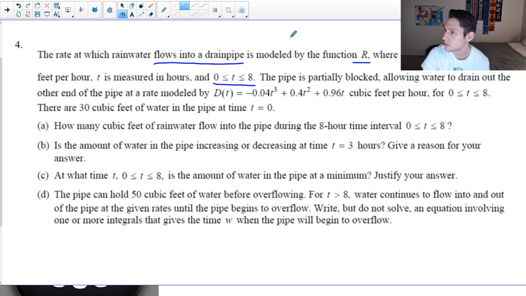The pipe is partially blocked. Great, it's going to cost a fortune to clear out. Allowing water to drain out, modeled by D of T. And there are 30 cubic feet of water at time T equals 0. Remember, T equals 0 pretty much always represents the beginning, what was happening at the start. So at the start, there was already 30 cubic feet of water in the pipe.